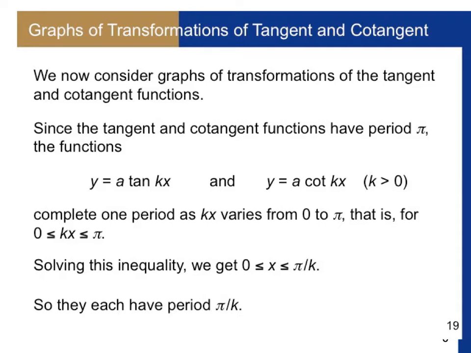Okay, now we're going to look at transformations of tangent and cotangent. We're not going to worry about transforming secant and cosecant. So we'll focus on these two and then move on. Okay, remember they have period pi.